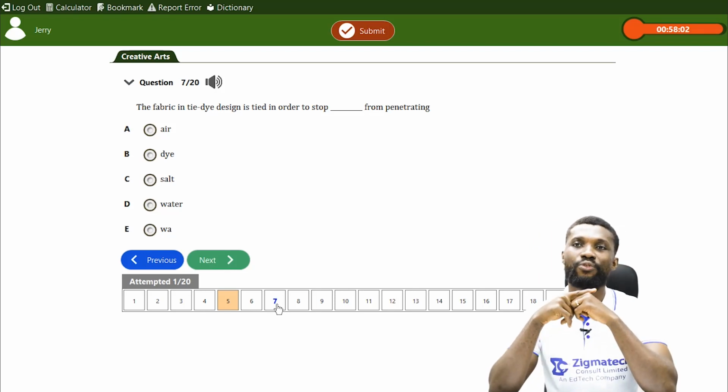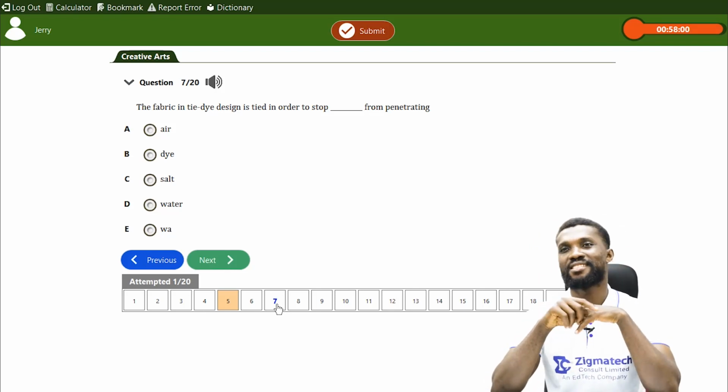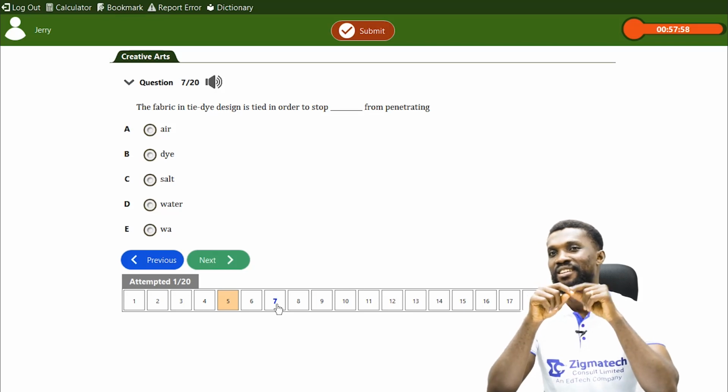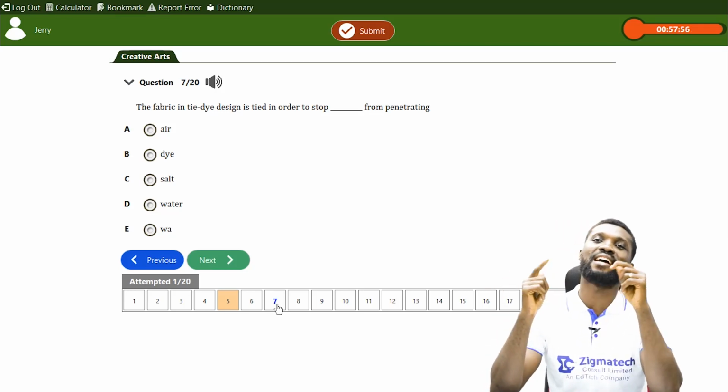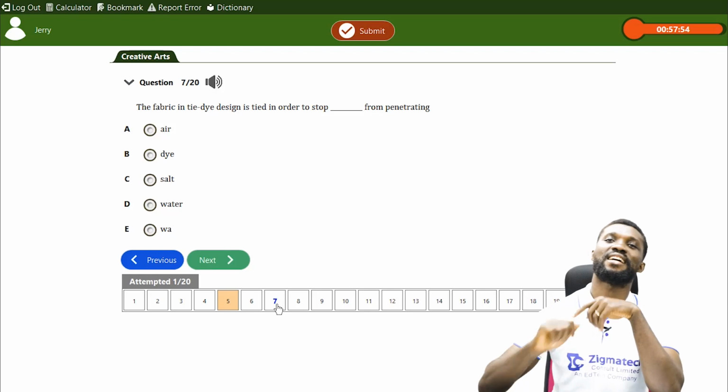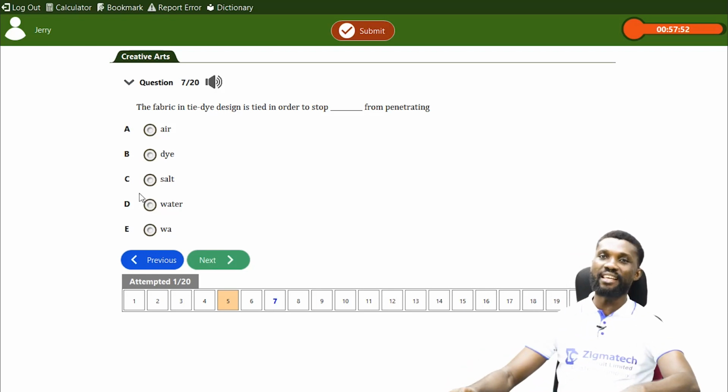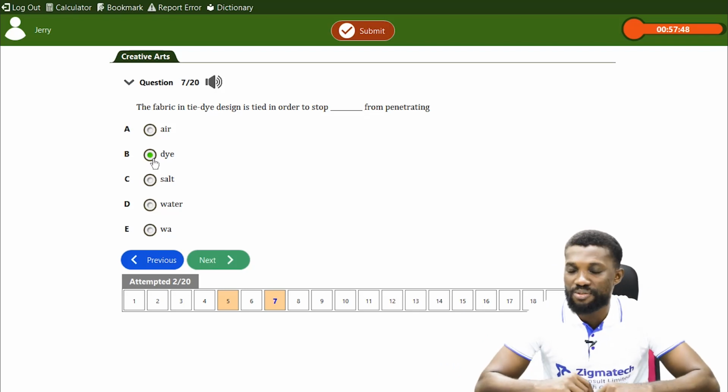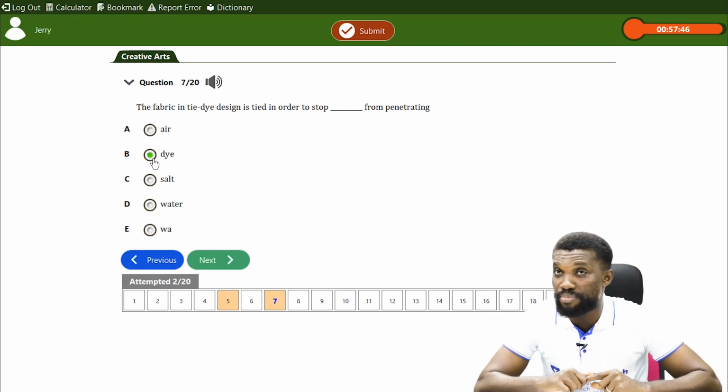All right. So what do you think? Why do we tie? To stop the dye from penetrating. So the answer is B. So B is our answer. So whenever you see such questions, just go straight, boom, B.